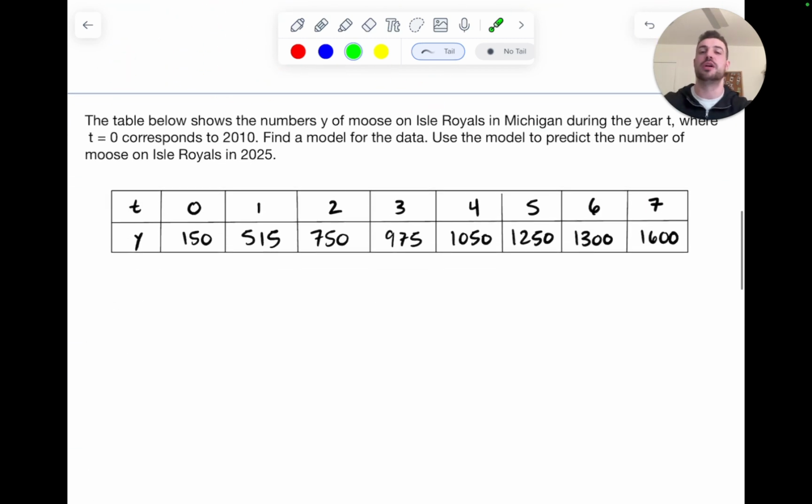So it says the table below shows the number y of moose on Isle Royale in Michigan during year t, where t equals 0 corresponds to 2010.